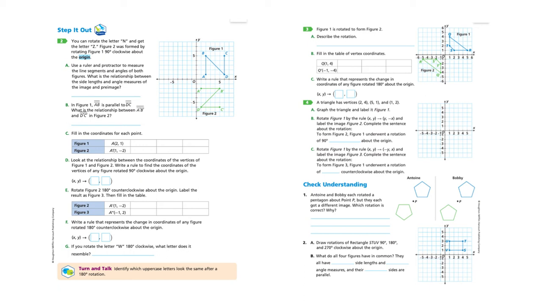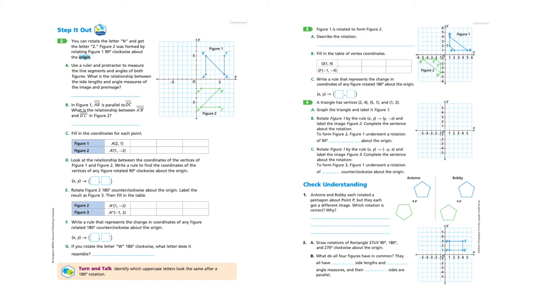C, fill in the coordinates for each point. So you're going to fill in this table looking at each point, A, B, C, and D here, A prime, B prime, C prime, D prime there. Then you're going to do D and look at the relationships that you see in the table between the coordinates of the vertices in figure 1 and figure 2. And this is where you're going to write a rule to find the coordinates of the vertices of any figure rotated 90 degrees clockwise about the origin.